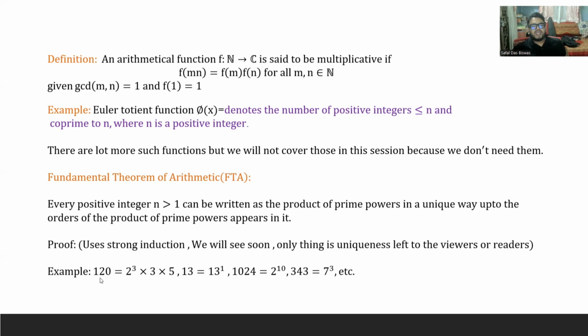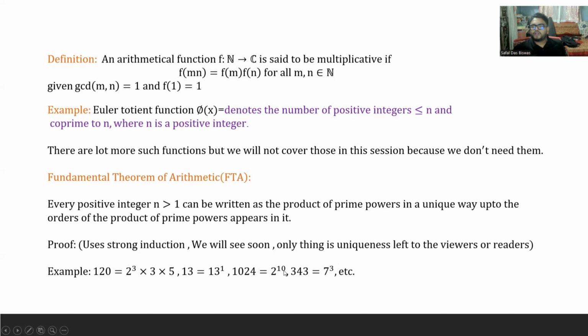So 120 is 2 cubed into 3 into 5. 2 is a prime, 3 is a prime, and 5 is a prime, and 2 to the power 3 is a prime power because 3 is a positive integer. Also 3 is a prime power because it is 3 to the power 1. Same for 5. 13 is 13 to the power 1, which is a prime power. And 1024 is 2 to the power 10, which is again a prime power because 10 is a positive integer and 2 is prime. And 7 cubed: 7 is prime and 3 is a positive integer, so 7 to the power 3 is a prime power.